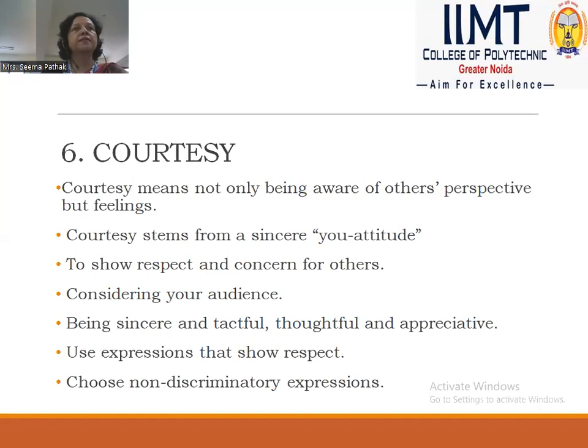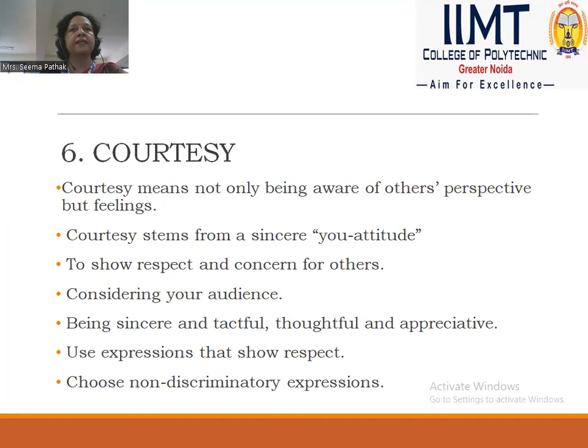Again, this is courtesy. Courtesy means that you are aware of others' feelings. Courtesy means not only being aware of others' perspectives and feelings; courtesy stems from sincere attitudes. So while being considerate, you have to be sincere in what you are saying, to show respect and concern for others. This means while speaking, while passing a message, you should not be rude. Considering your audience. Now the audience has also to be taken into consideration.